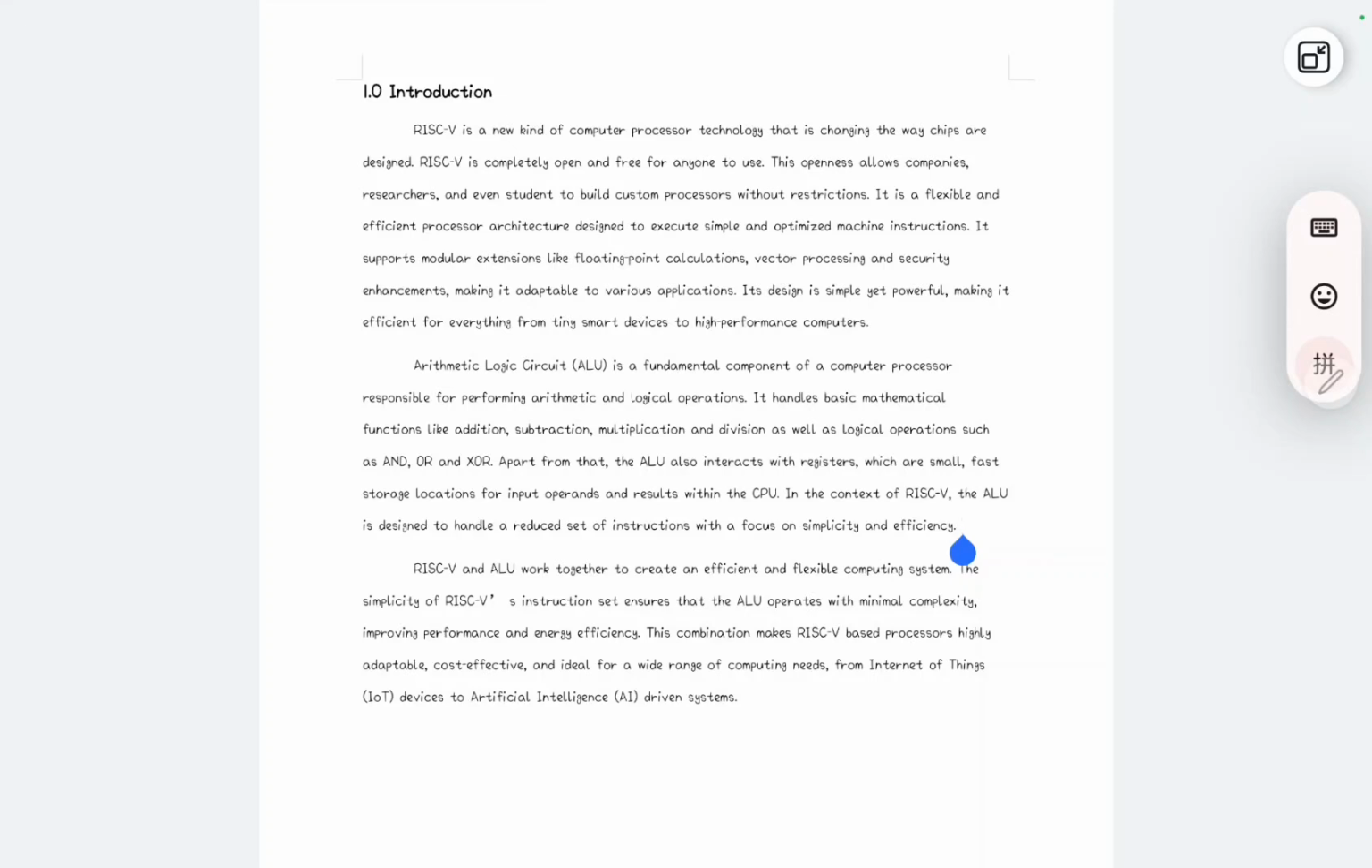And I think its design is simple and powerful, making it efficient for everything from tiny smart devices like handphone or CPU to high performance computers like graphic card or AI.